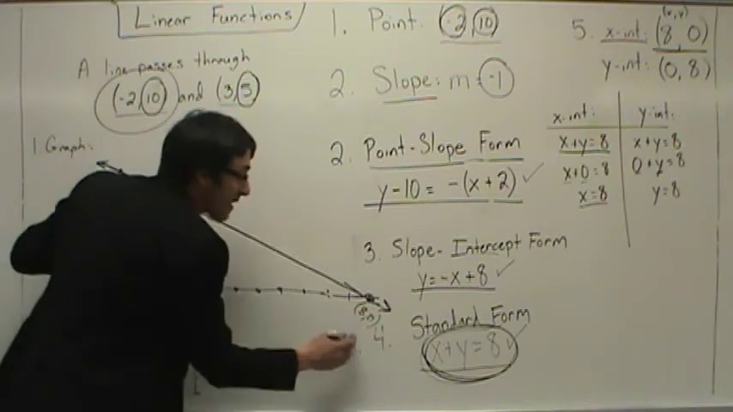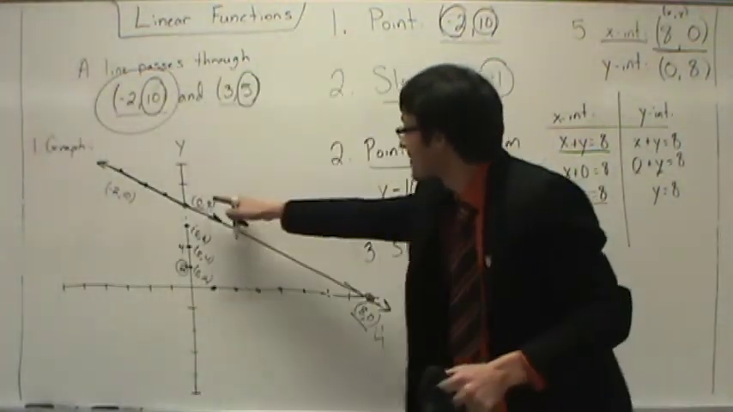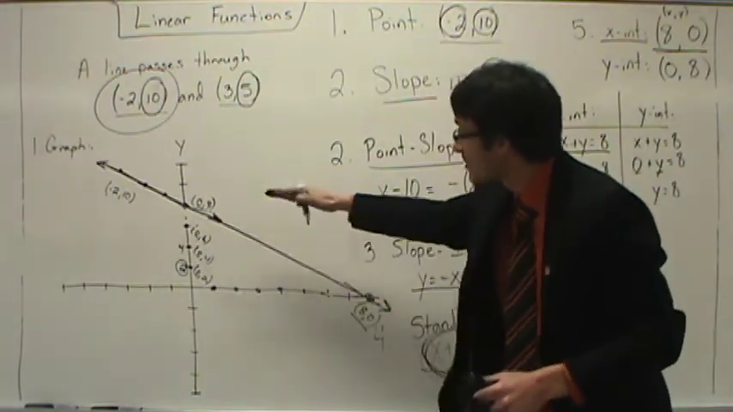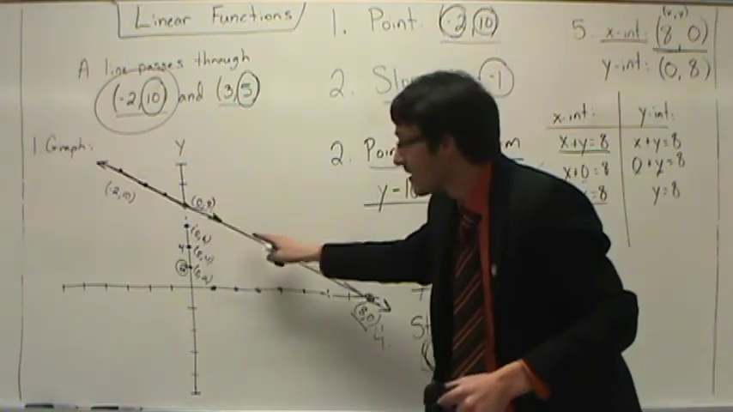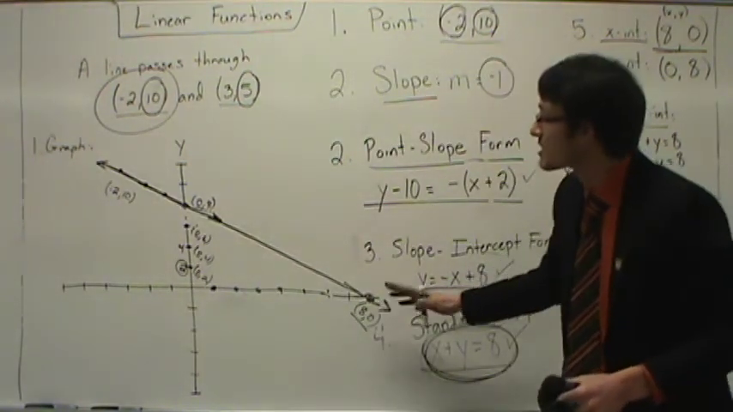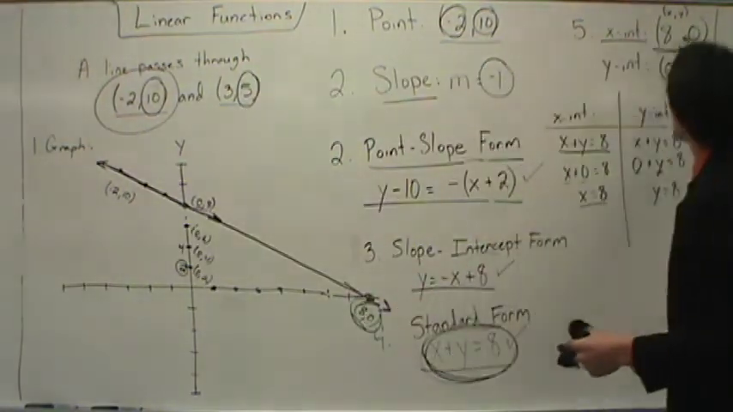This is why we use graph paper, guys. If you're on graph paper, everything is very precise. You can count this out until you get to (0, 8). You can actually extend your line, just keep going. Down one, right one, down one, right one, down one, right one. Keep going until you see that the line crosses at (8, 0). So if you're on graph paper, your line is very precise. But make sure that your x and y intercepts match up.